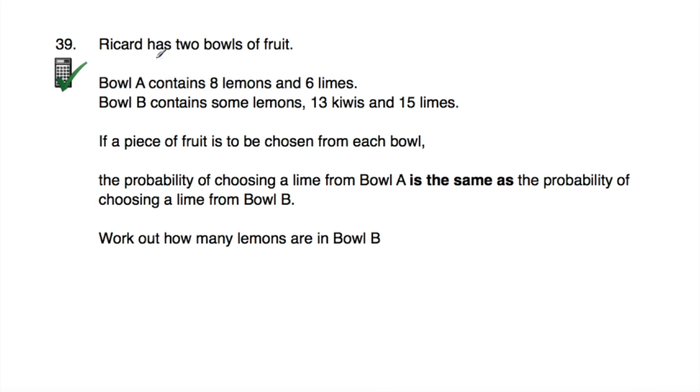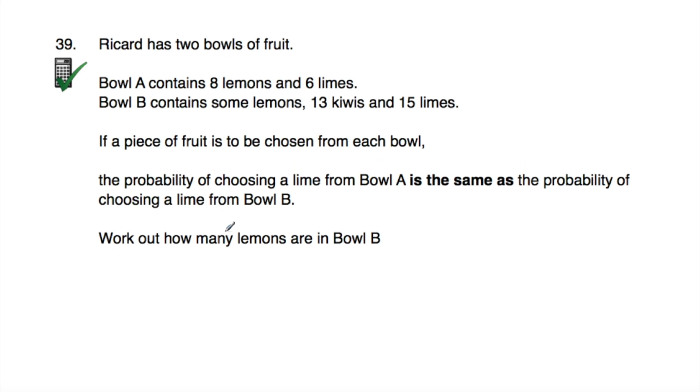So question number 39 says, Richard has got 2 bowls of fruit, and bowl A contains 8 lemons and 6 limes, and bowl B contains some lemons, 13 kiwis, and 15 limes. And then we're told, if a piece of fruit is chosen from each bowl, the probability of choosing a lime from bowl A is the same as the probability of choosing a lime from bowl B.